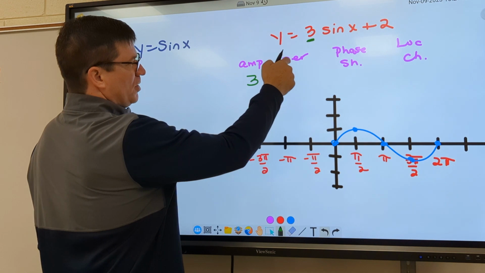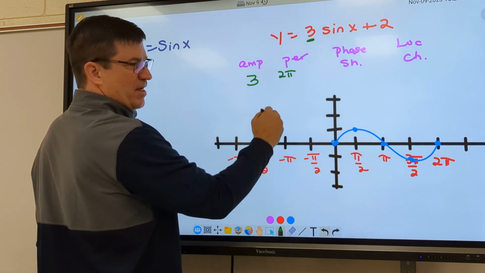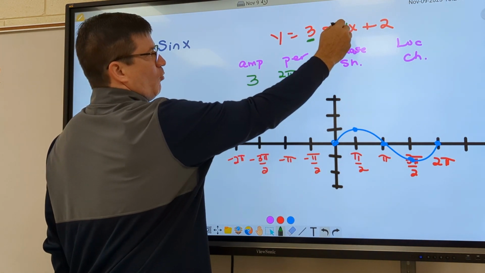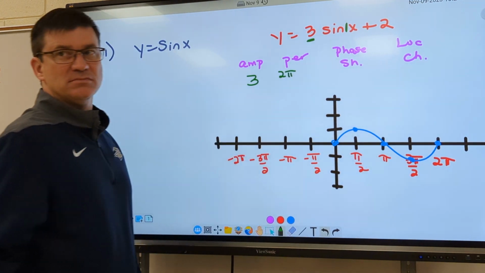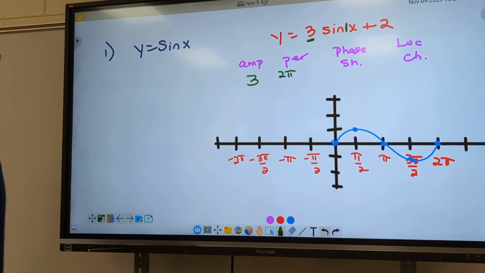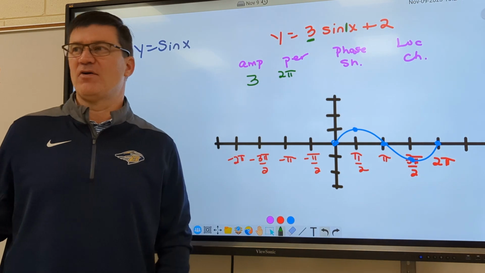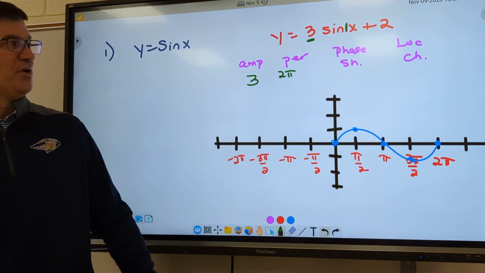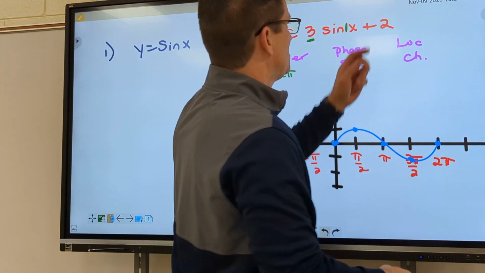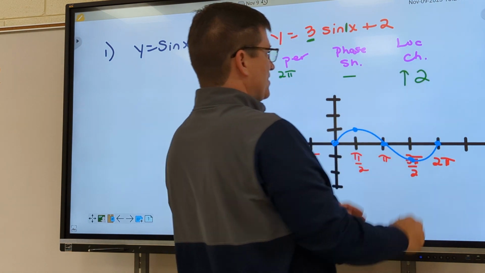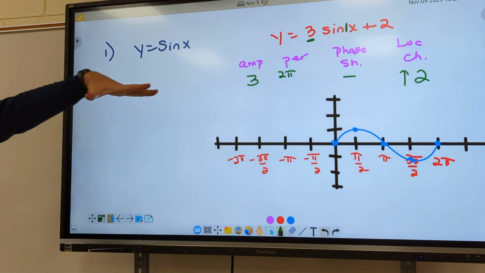All right, Hunter, the formula for period was 2 pi over k. Remember that? So look, 2 pi over 1 is 2 pi. All right, there's not a phase shift. How do I know there's not a phase shift? No parentheses, put a dash. Location change is up 2. All right, so that is stuff you should already know how to do there.